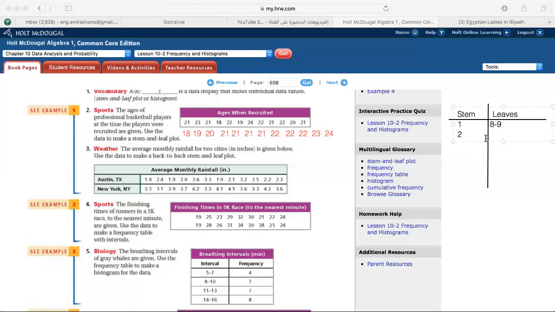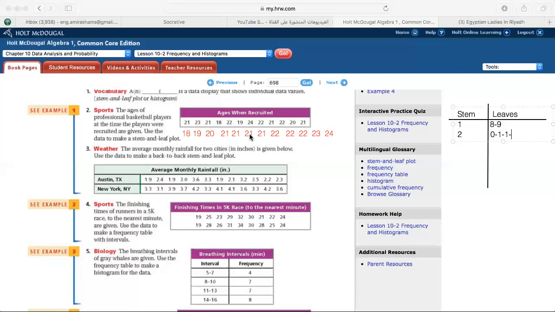I have next to it 0 for the 20 here. I put 2 in the stem. Take the last digit to put it in the leaves. In 21, take the last digit 1. In the next 21, take the last digit 1.